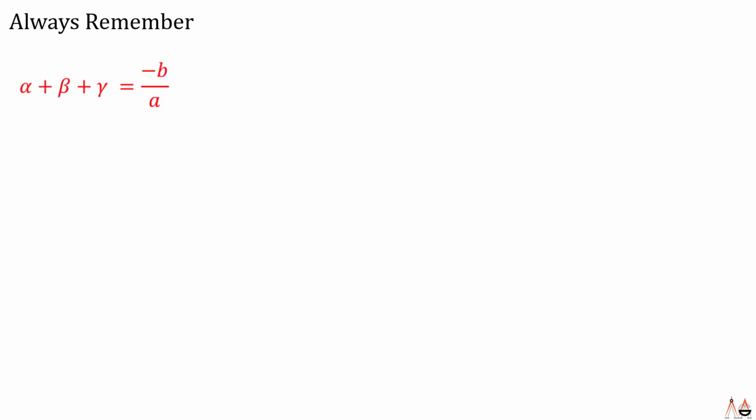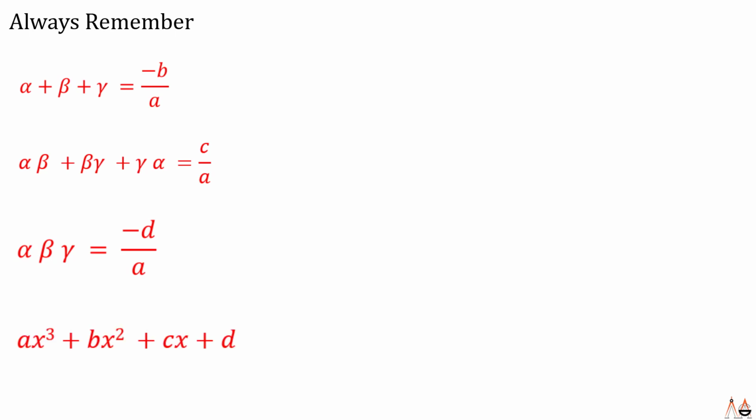Therefore, we get alpha plus beta plus gamma is equal to minus b by a, and alpha beta plus beta gamma plus gamma alpha is equal to c by a. Alpha, beta, gamma, the product equals minus d by a. And this is for the equation ax cubed plus bx squared plus cx plus d. So just remember that it is a negative coefficient of minus b by a. Then we have a positive c by a. And then we have the product of the three zeros, minus d by a, which again is a negative.